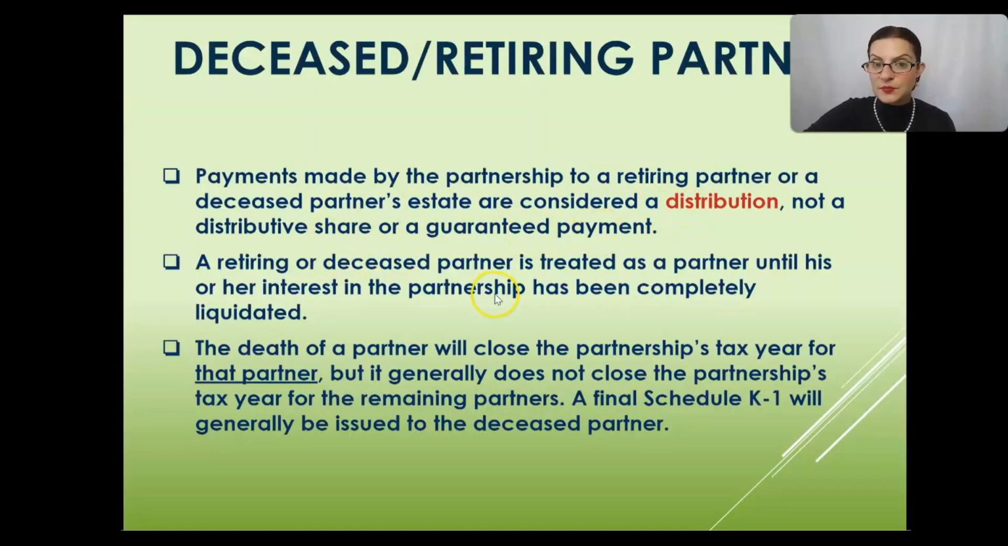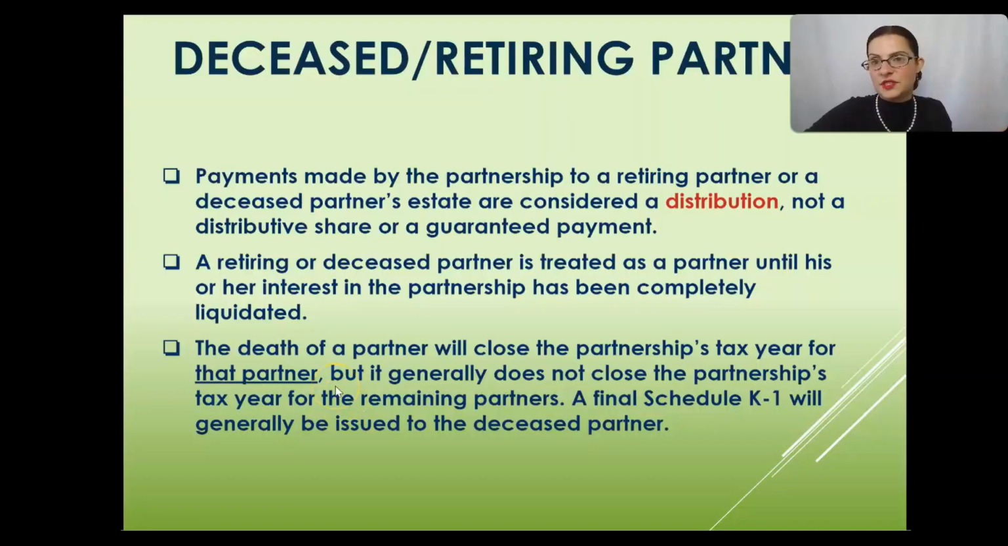A retiring or deceased partner is treated as a partner until his or her interest in the partnership has completely liquidated. The death of a partner will close the partnership's tax year for that partner. If you have 10 partners in a business or 100 partners in a business, if one partner dies or drops out, it's not going to stop the business. The business is going to continue on. So the death of a partner will close the partnership's tax year for that particular partner, but it generally does not close the partnership's tax year for the remaining partners. They're going to continue onward most of the time.